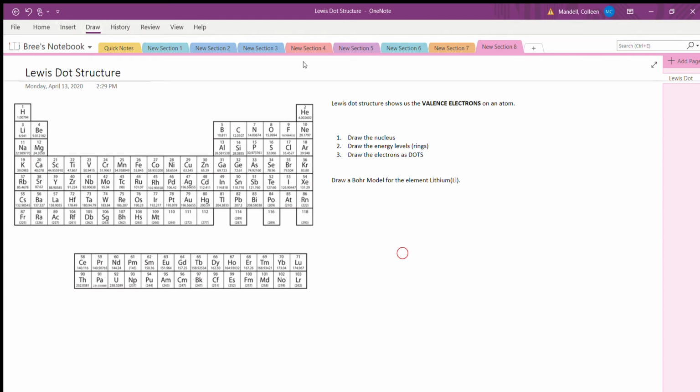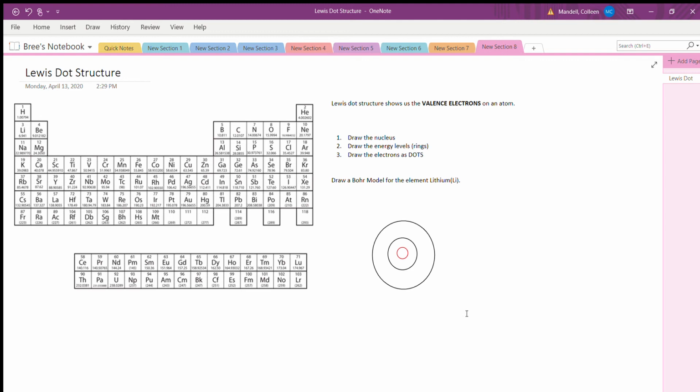Now we want our energy levels as rings. I know lithium is going to get 2 rings because it's right over here, 1, 2. I'm not going to spend a lot of time on that in this video because this video is about Lewis dot structures. If you're confused about Bohr models, please go watch the Bohr model video. There's my first ring, there's my second ring. So I've got a nucleus and 2 rings.